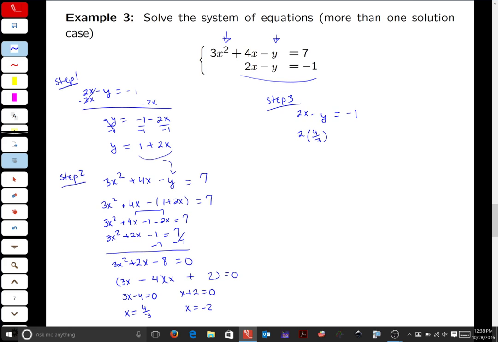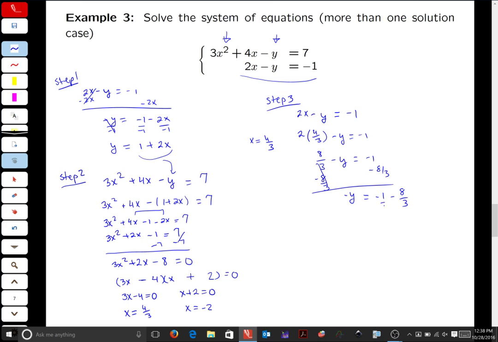So I'm going to check for x equals 4/3. If I plug that in for x, that means I have 8/3 minus y equals negative 1. Subtract 8/3. And I have minus y is equal to minus 1 minus 8/3.